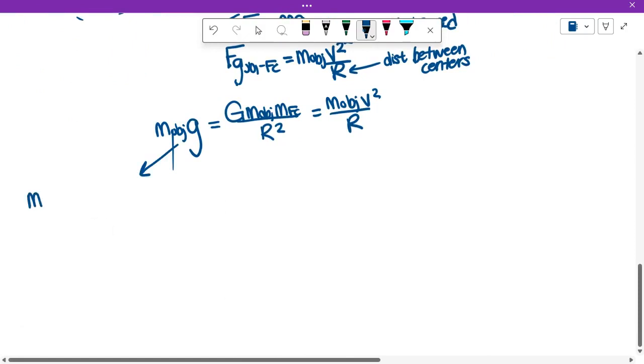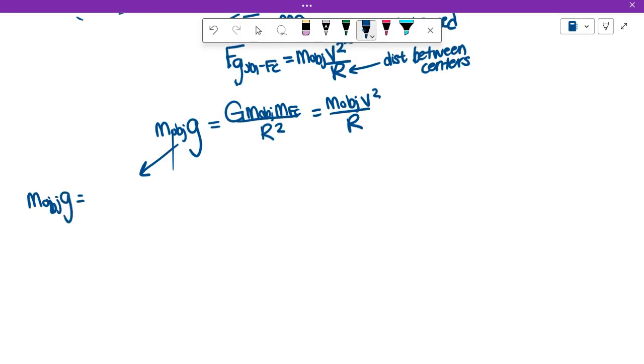So if we want to use the mg equation, we can set m, mass of object, g equal to mass of object v squared over r. Right? We see that the mass of the object cancels. So that could be a planet, a moon, a satellite, whatever is doing the orbiting. And we see that g is equal to v squared over r.